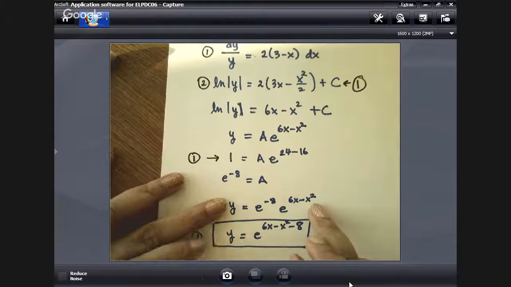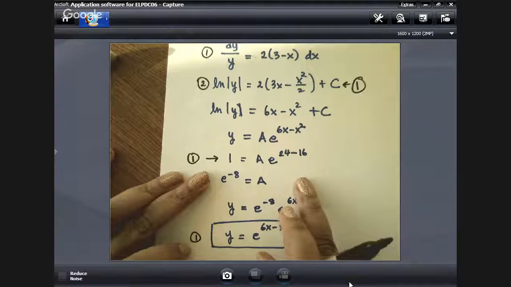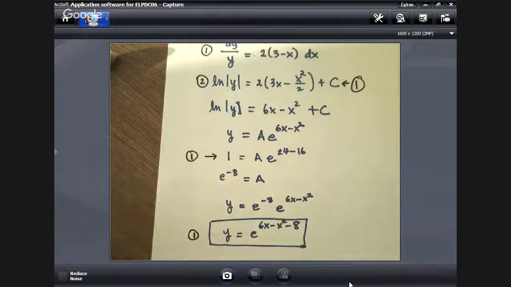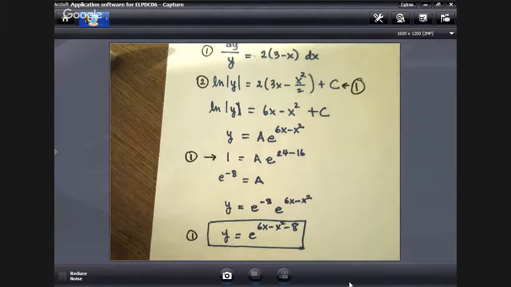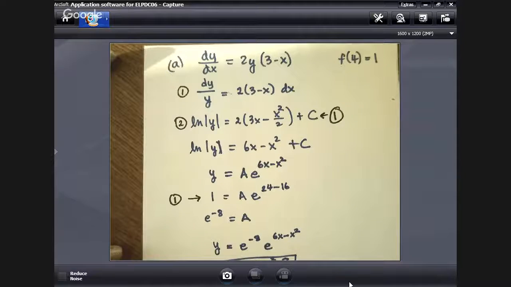If I stopped up here a line above, I would still have my 1 point. That last point, here, I don't get it. I have to express it as y as a function of x to get that last point. Okay, so that's a quick review of solving a variable separable differential equation.